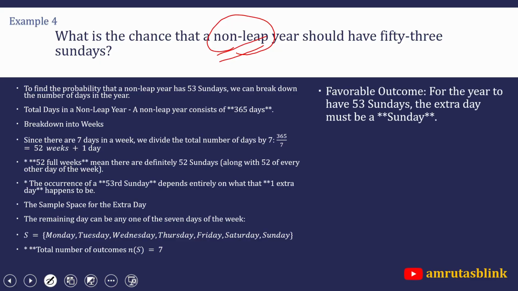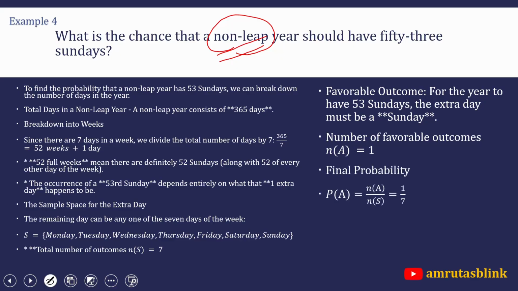Now for this extra day to be a Sunday, we need to calculate the favorable outcome, that is, for the year to have 53 Sundays, the extra day must be a Sunday. Hence the number of favorable outcomes is only 1, so n of A is equal to 1, and n of S we have already calculated, which is equal to 7. Hence the probability of this event A, that is, the probability of having 53 Sundays in a non-leap year, is equal to n of A upon n of S, which is equal to 1 by 7.